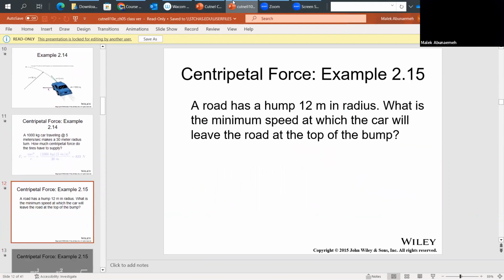Now let's say we have another question. Let's say we have a road that has a hump 12 meters in the radius. What is the minimum speed at which the car will leave the road at the top of the bump? So right now we need the minimum speed.